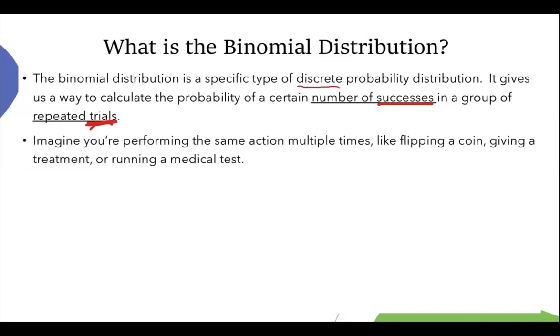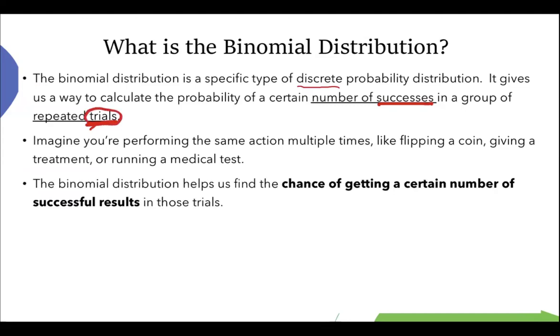Imagine you're performing the same action multiple times, like flipping a coin or giving a treatment or running a medical test. That is considered a trial. The binomial distribution helps us find the chance of getting a certain number of successful results in those trials.